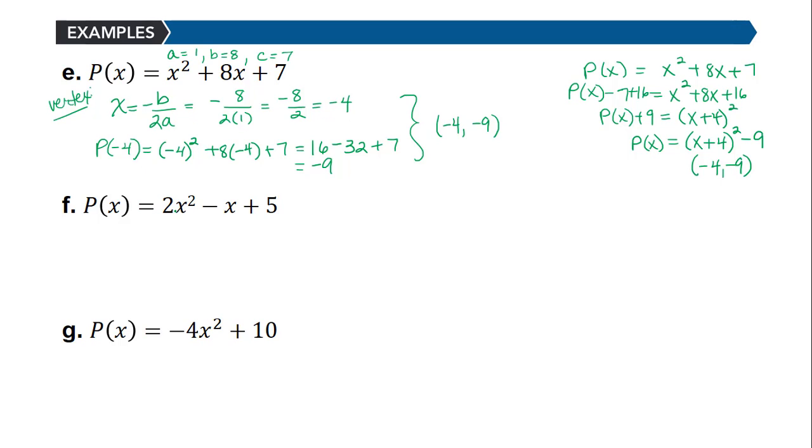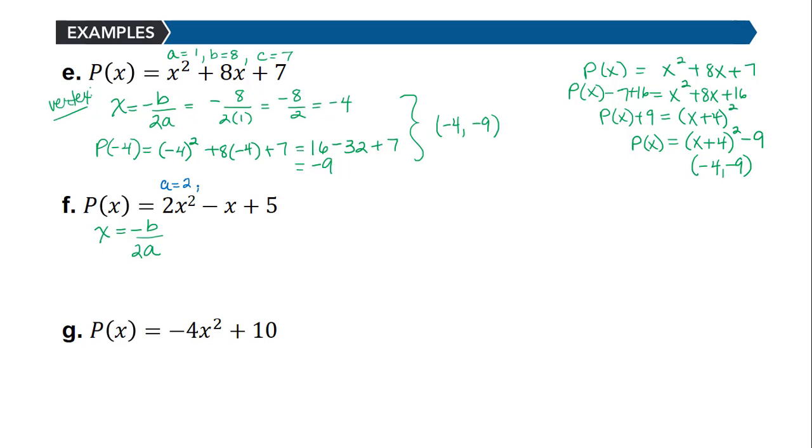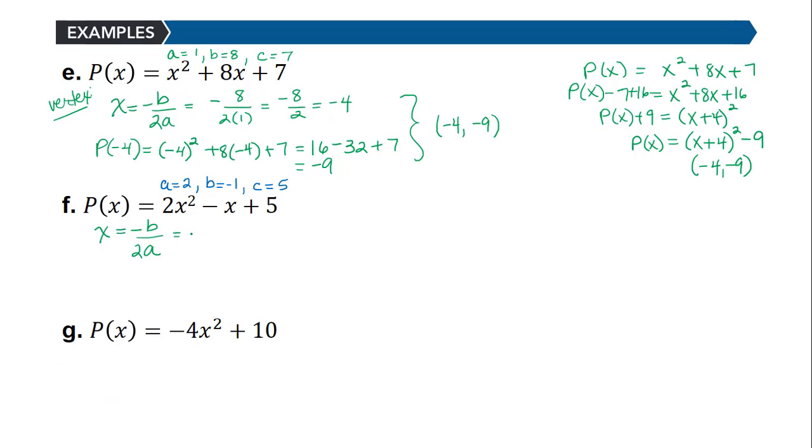Part F, p of x equals 2x squared minus x plus 5. And so to find the x value of the vertex, using the vertex formula, we would take the opposite of b divided by 2a. And just notice here that a is 2, b is negative 1, and c is 5. So we get the opposite of negative 1 divided by 2 times 2, which is positive 1/4. Oh, I forgot to say, in the previous problem, because a is 1, the parabola opens up.